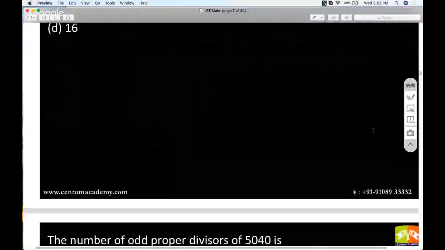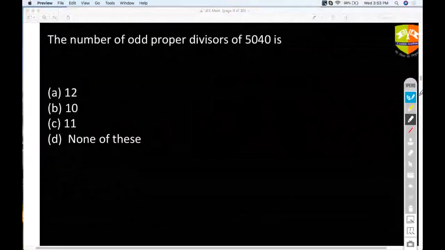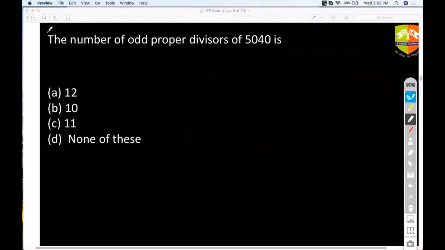Next. Again, a simple question. Question number 8. The number of odd proper divisors of 5040.